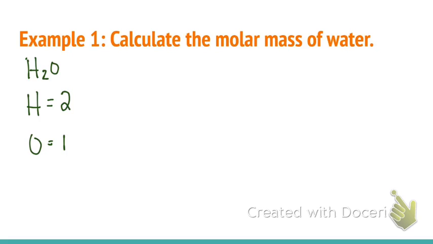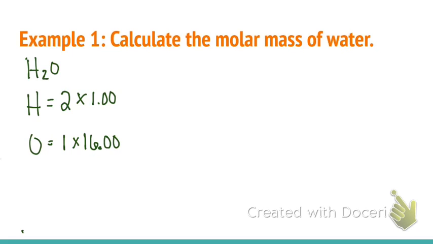So because we have 2 of them, you multiply it by the molar mass of hydrogen. And then we're going to do the same thing for oxygen. So if you go to oxygen's box, you find 15.999. Well, those 9s are going to round it. So oxygen has a molar mass of 16.